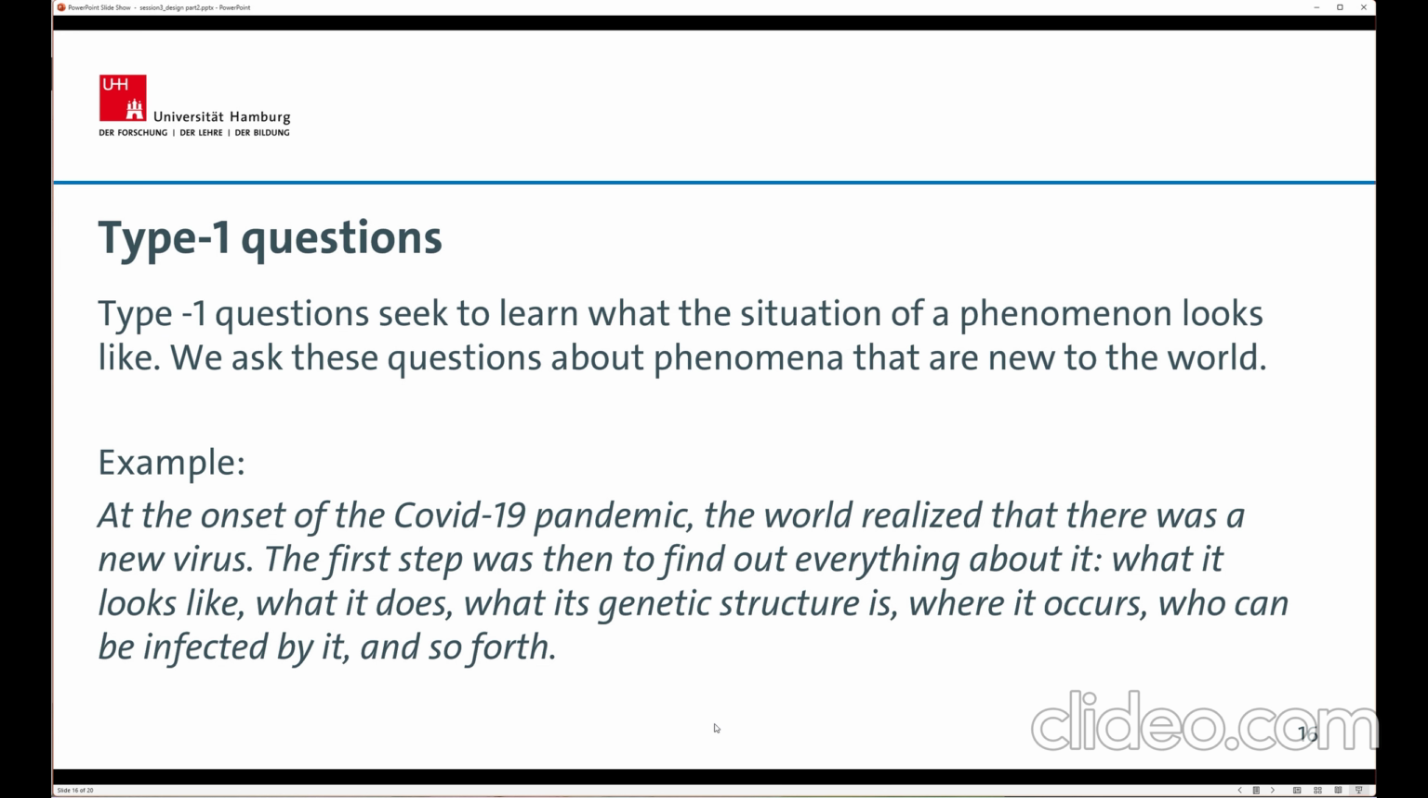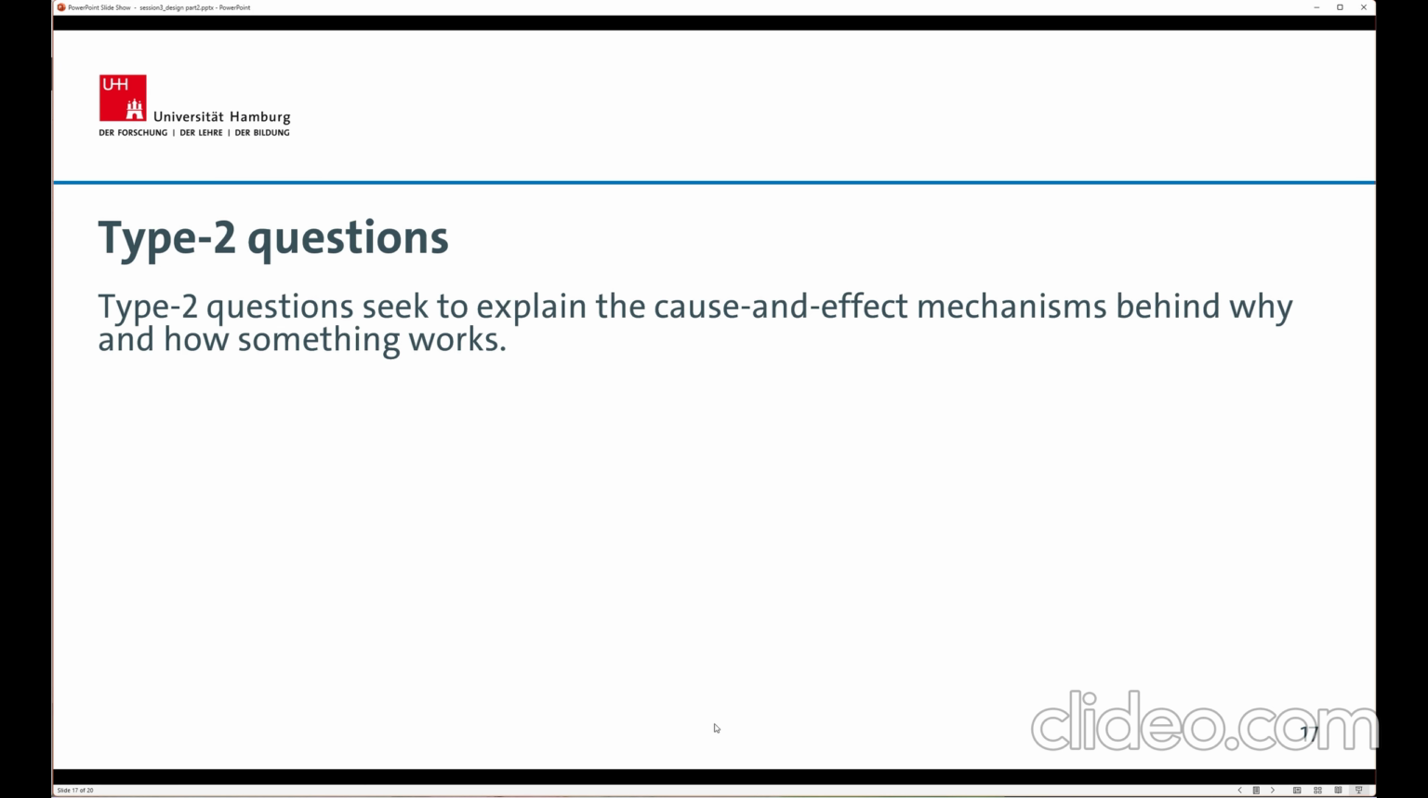Where does it occur? Who can be affected by it, and so forth. So the first step was really to explore and describe everything around the virus as much as possible. Then we move to type 2 questions.